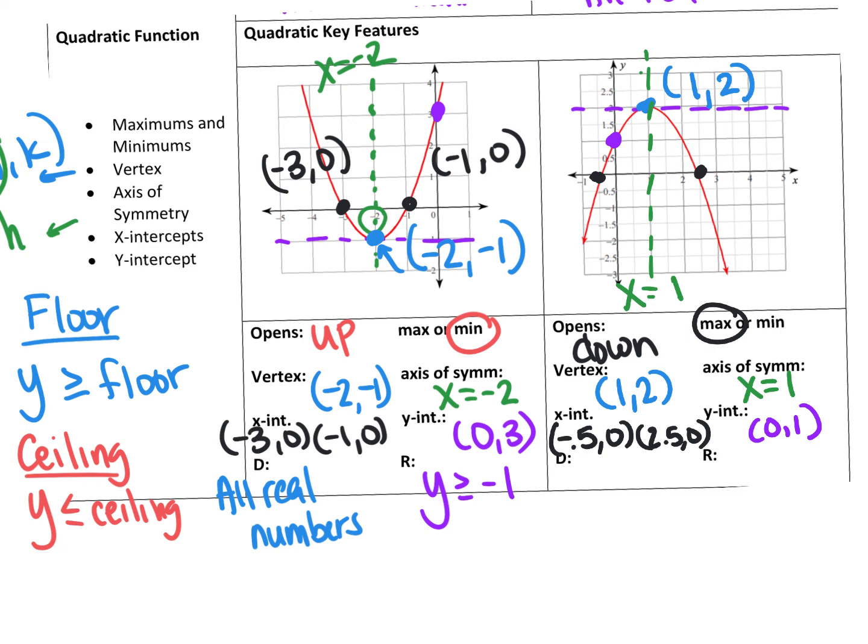The domain for every one of these functions is all real numbers. Every quadratic is all real numbers. The range of the function, we have a ceiling. You can't go past the ceiling. So you have to be below that ceiling. So we say that the range of this function is y less than or equal to, and its ceiling is set at 2.